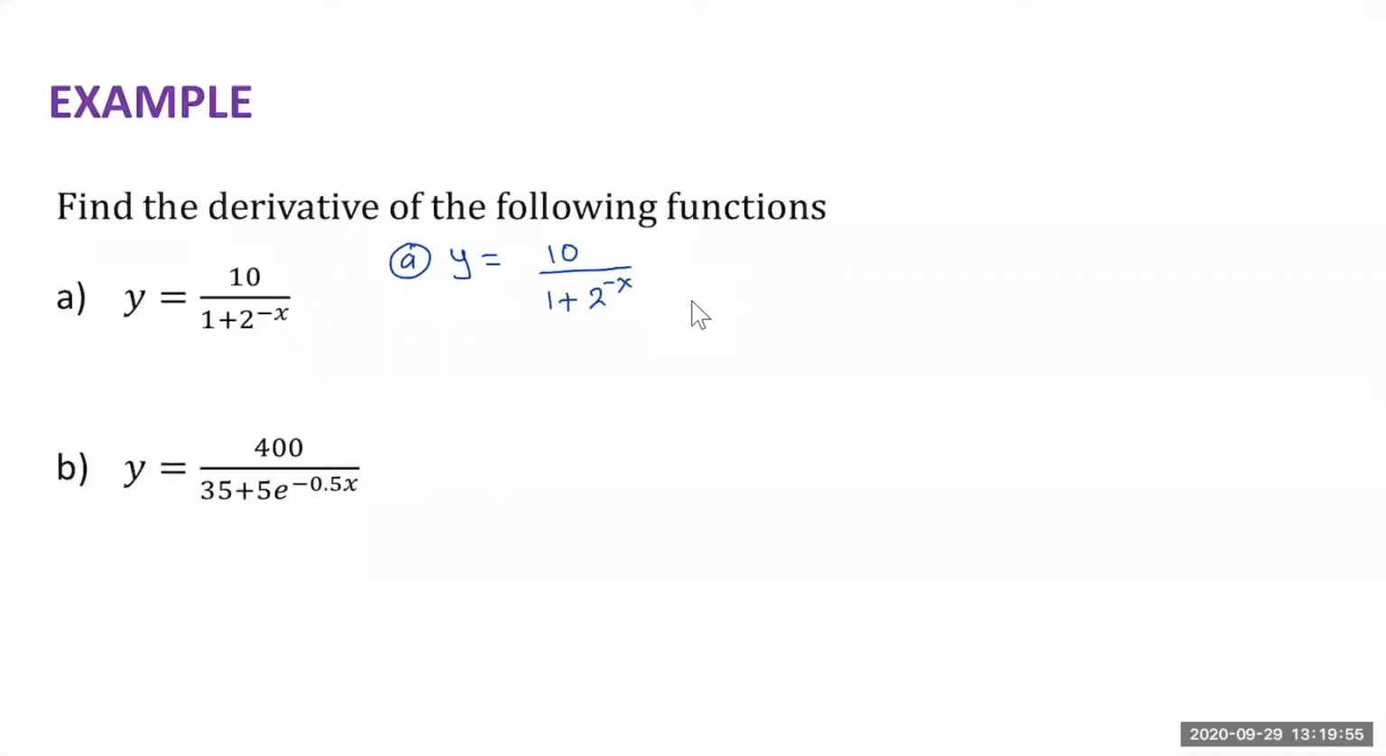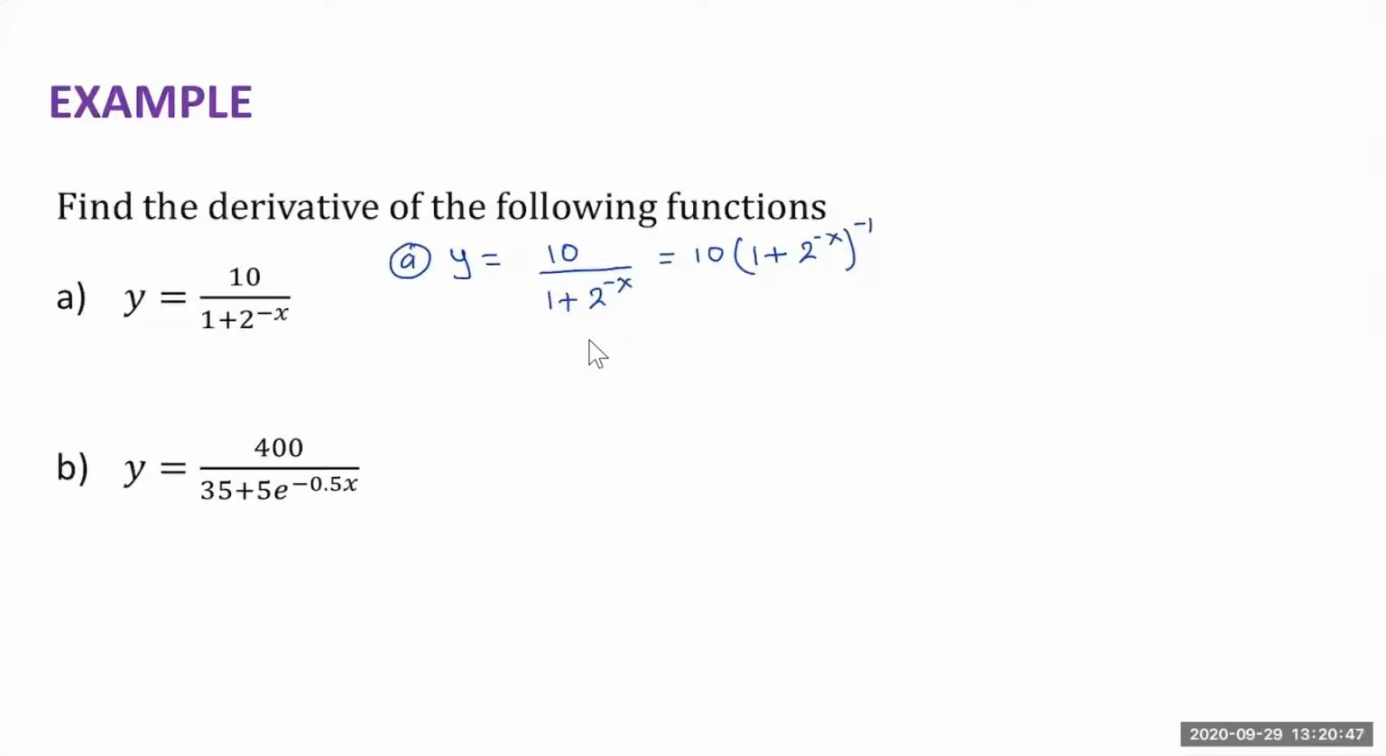Instead, I'm going to rewrite it a little differently. We have 10. In the denominator, I have 1 plus 2 raised to negative x. I can write that as 1 plus 2 raised to negative x, to the power negative 1. So if there is something in the denominator, we can write that as power negative 1 and write it in the numerator. By writing it like this, it is easy for me to use the chain rule here with the power rule.